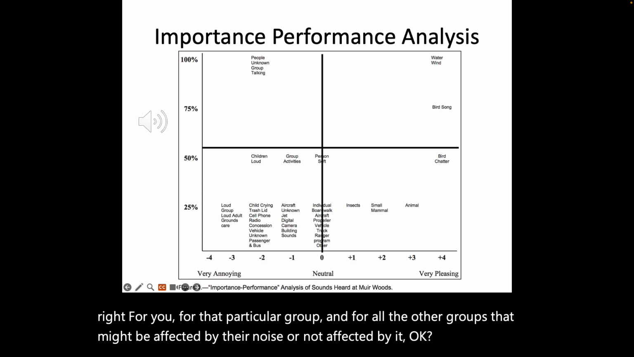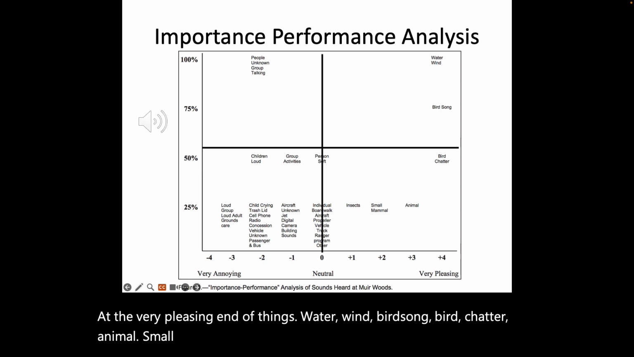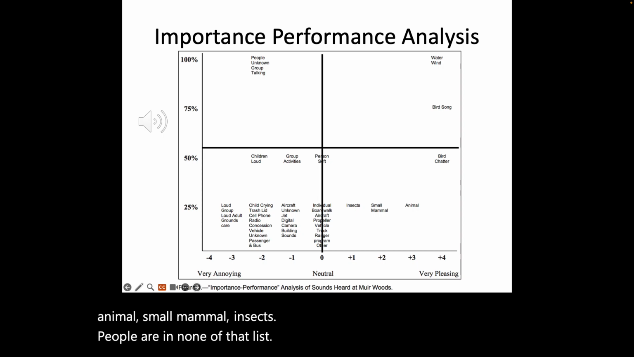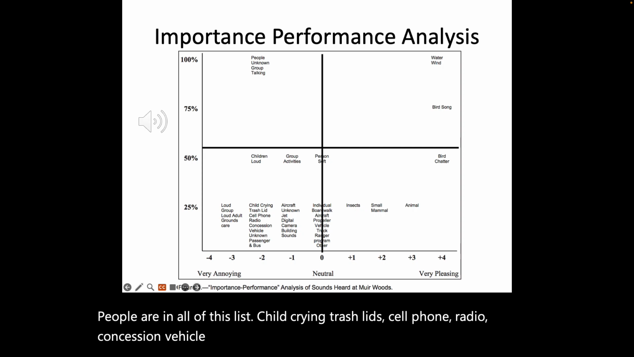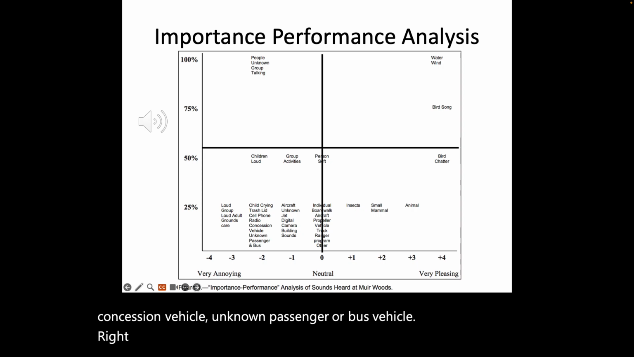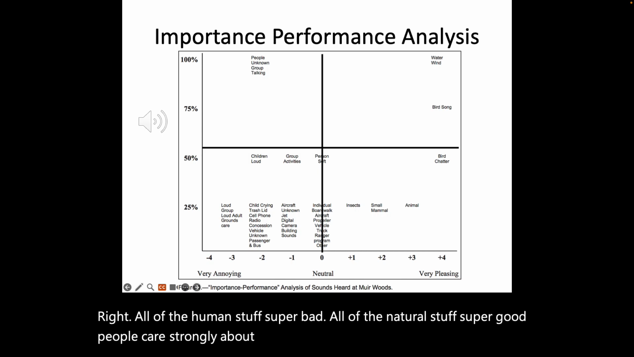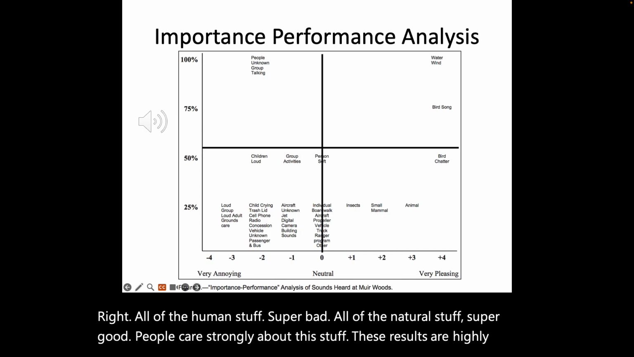At the very pleasing end of things, water, wind, bird song, bird chatter, animal, small mammal, insects. People are in none of that list. People are in all of this list. Child crying, trash lid, cell phone, radio, concession, vehicle, unknown passenger or bus, vehicle, right? All of the human stuff, super bad. All of the natural stuff, super good. People care strongly about this stuff. These results are highly consistent across people.